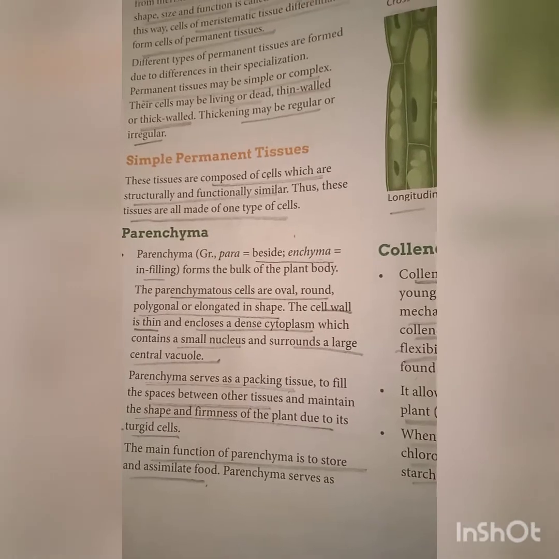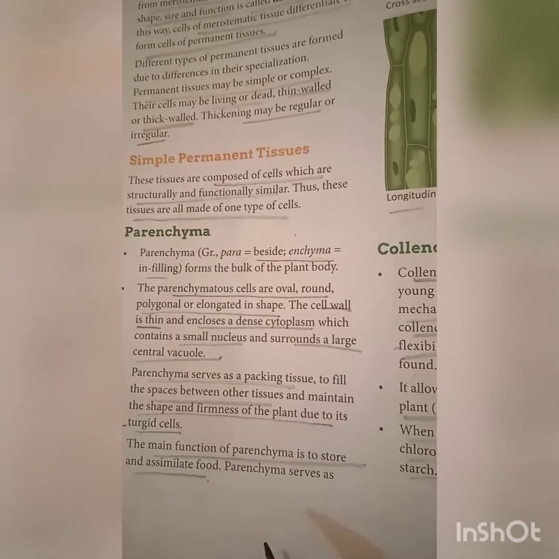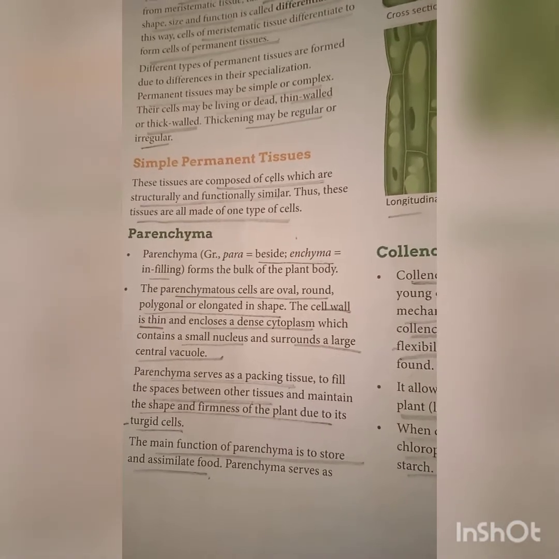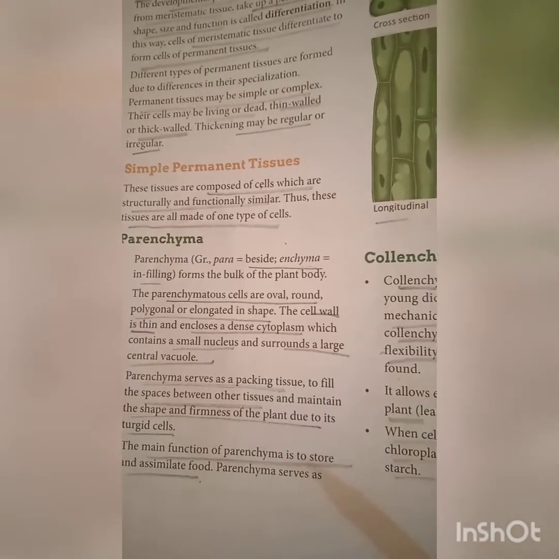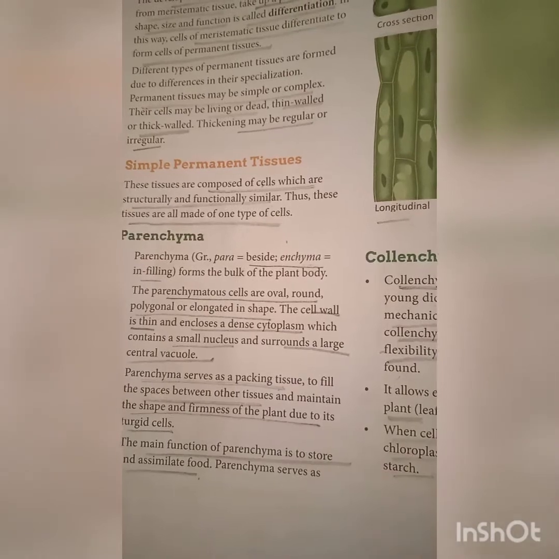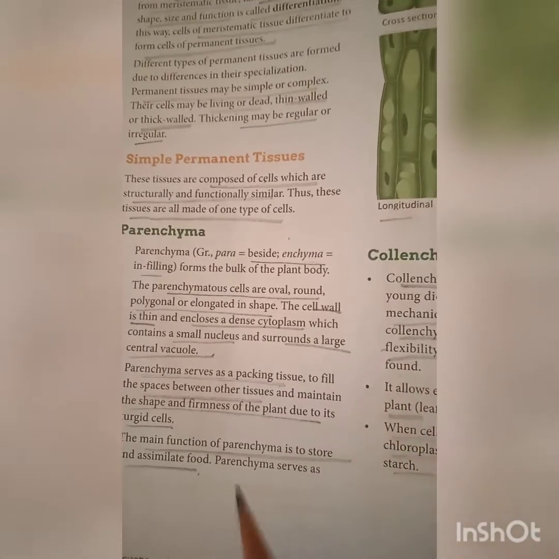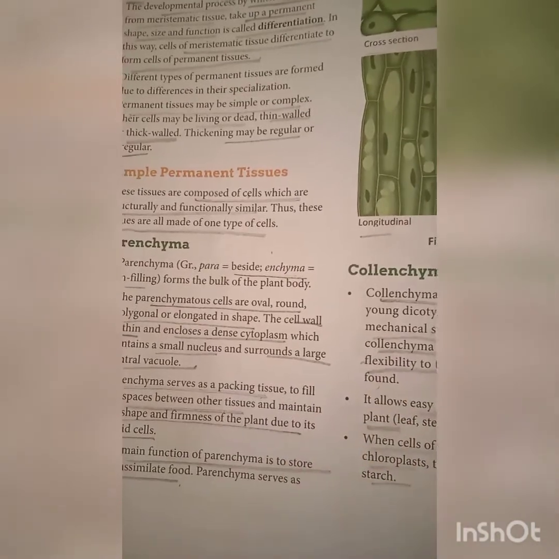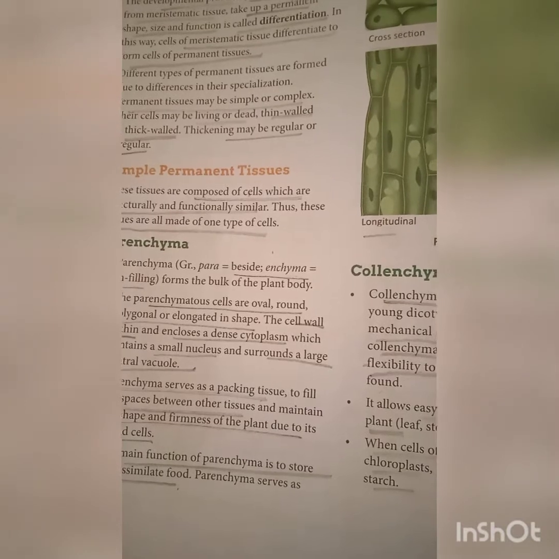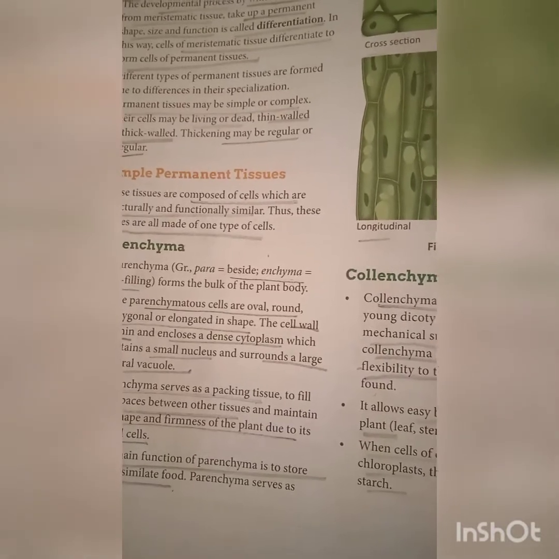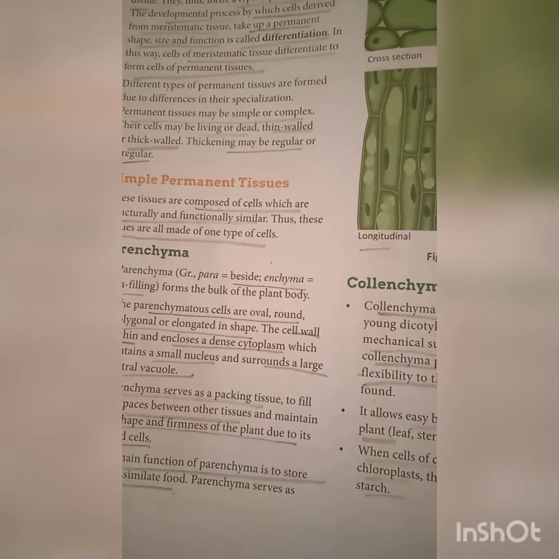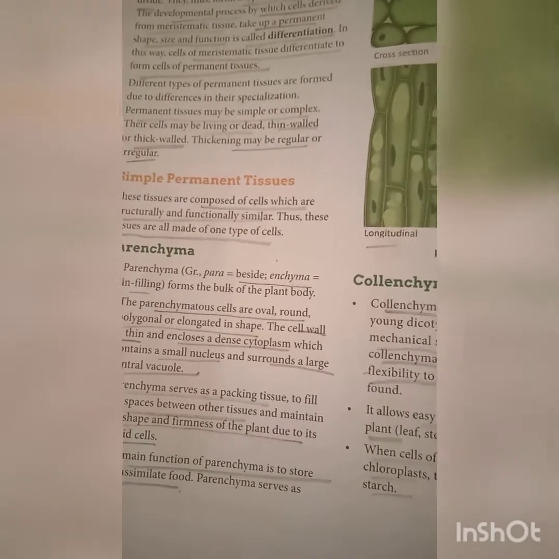The main function of parenchyma is to store food. Whatever food it gets, it will store it, and it acts as a food storage factory for the plant. For example, if a plant has extra starch, it will be present in the form of amyloplasts, and it will be stored in the parenchyma.